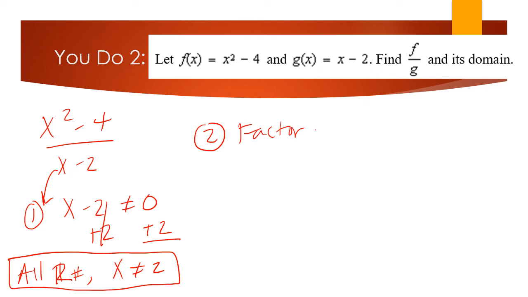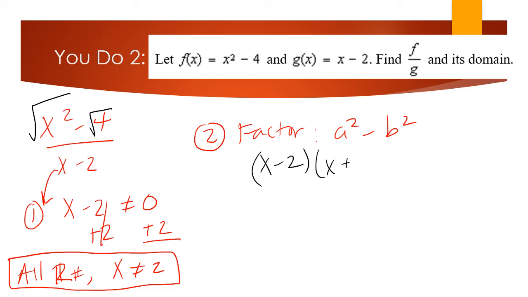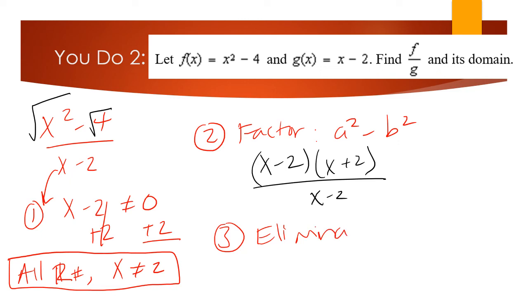And then step 2, you're going to factor. And again, we're factoring by difference of two squares. So a squared minus b squared. Square root of x squared, square root of 4. And that gives us x minus 2. And we have to have x plus 2. Our denominator is x minus 2. Step 3 is to eliminate. So we're going to eliminate. And we have x minus 2 in the numerator, x minus 2 in the denominator. And that leaves us with just x plus 2 as our solution.